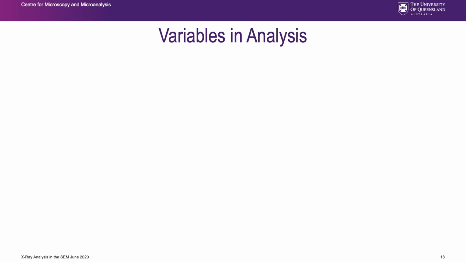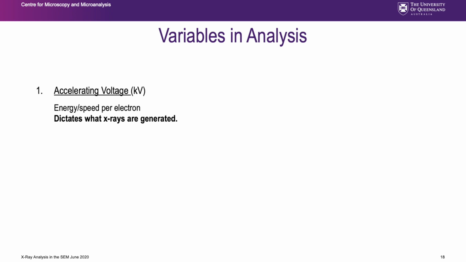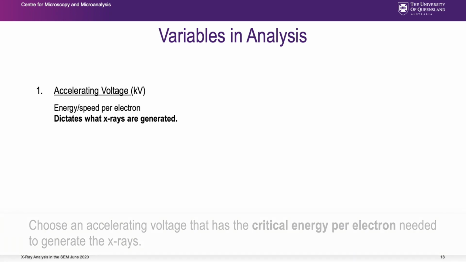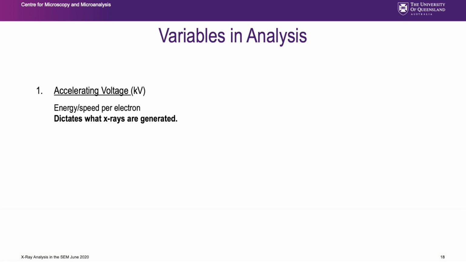Variables in analysis. Remember, we're throwing electrons at atoms, and for us, most of the variables will be in the electron beam. One, the accelerating voltage. This is what you call the kV. This gives the energy or the speed per electron. I need a certain critical energy per electron to generate the X-rays I'm after. So the accelerating voltage, the energy per electron, will dictate which fundamental X-rays I can or can't generate.